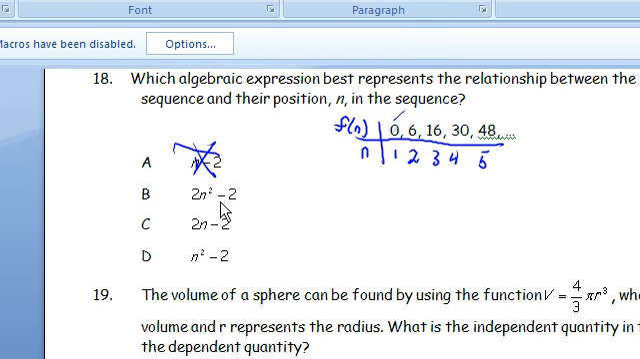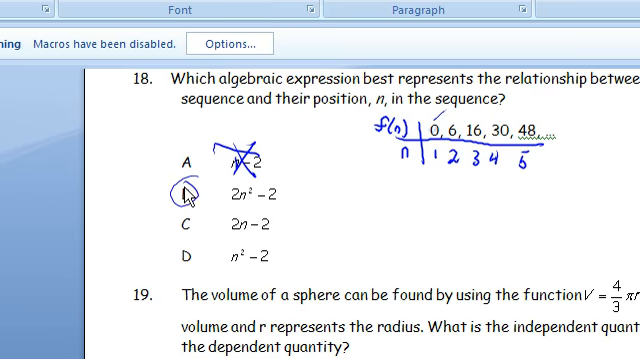Let's try the next one. 2 squared would be 4. 4 times 2, 8. 8 minus 2 is 6. All right, B's looking pretty promising. Let's just rule out C and D. 2 times 1 would be 2. 2 minus 2 would be 0. Okay, so that one works.